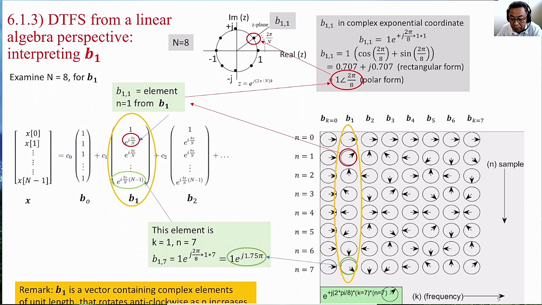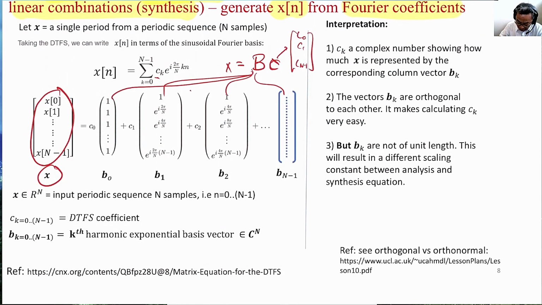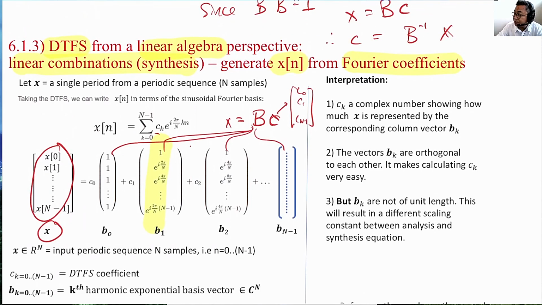We'll continue with the discussion of DTFS from the linear algebra perspective. We want to study B1. B1 is the column B1 of matrix B. From the previous slides, we now know how to generate the B1 column. Simply, we take different n and substitute here, and we use k equals 1 for B1. And therefore now we will have different values at different n entries.